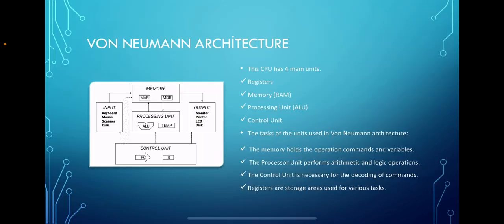Von Neumann architecture. The CPU has four main units: registers, memory, processing unit, control unit. The task of the units used in von Neumann architecture is: the memory holds the operation commands and variables, the processor unit performs arithmetic and logical operations, the control unit is necessary for the decoding of commands, and registers are storage areas used for various tasks.